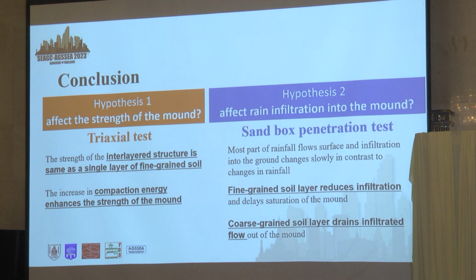In the sandbox infiltration test, on the other hand, most of the rainfall from the surface is intercepted, and the fine-grained soil layer reduces infiltration and drains the saturation of the mound, and the coarse-grained soil layer drains the infiltrated flow out of the mound.